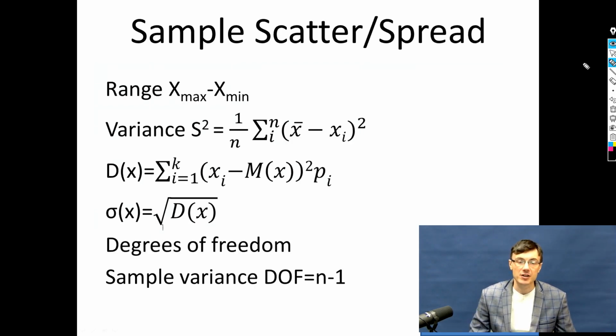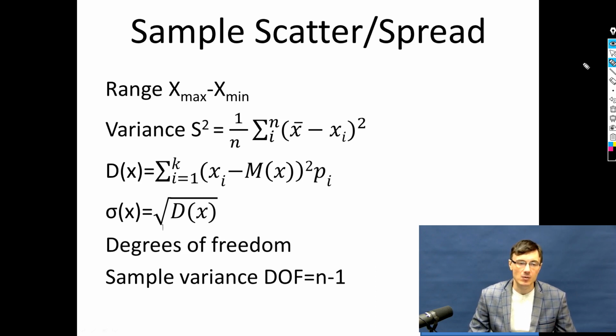After calculating the mean or average value of your sample, we must evaluate the diversity of our sample, or its scatter and spread. By these parameters, the first of them will be the range, from maximum value to minimum value, as you see on the screen.